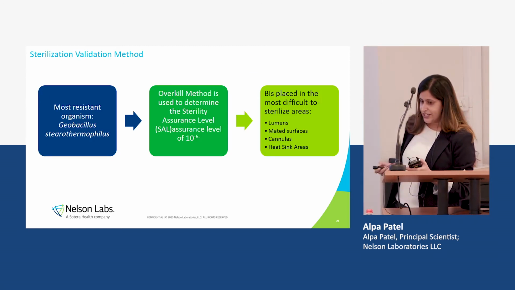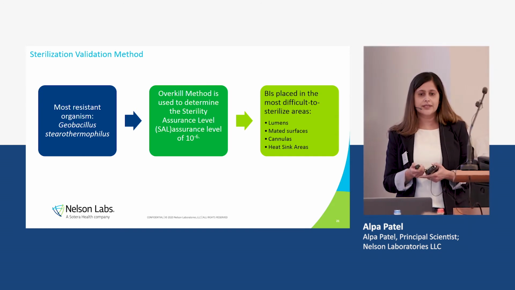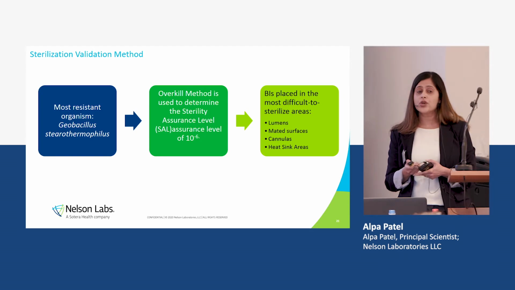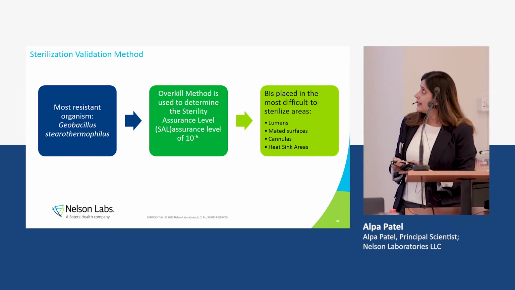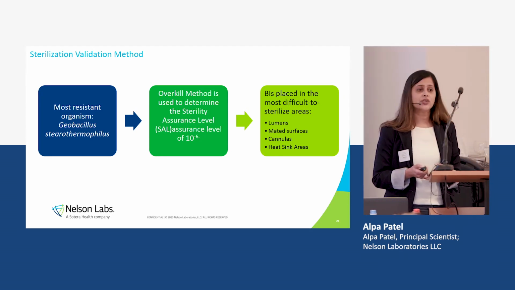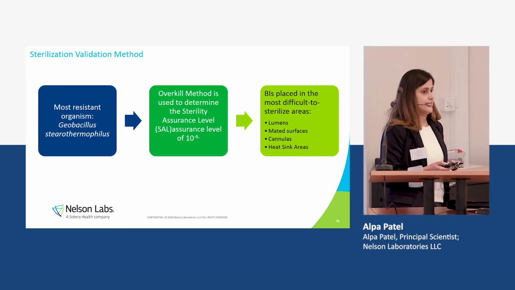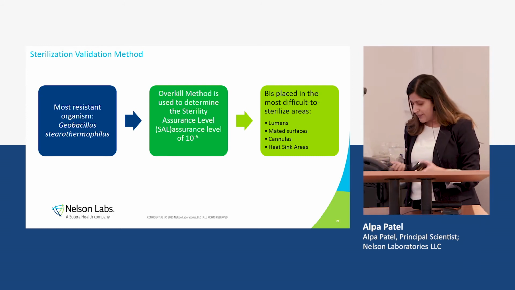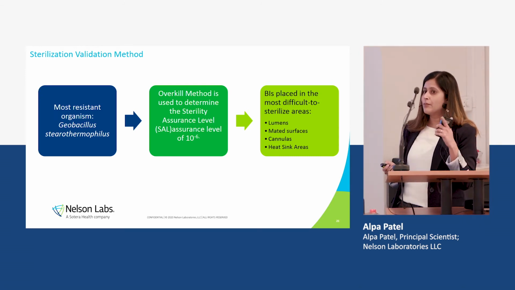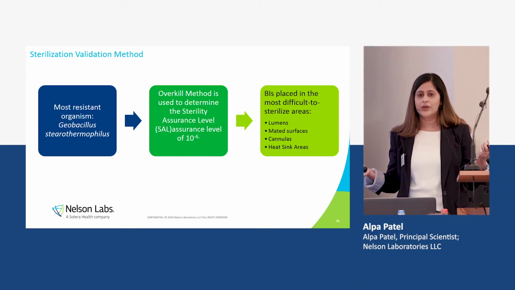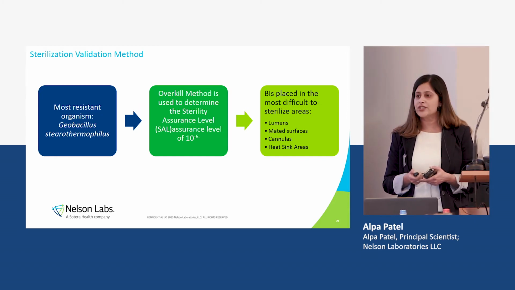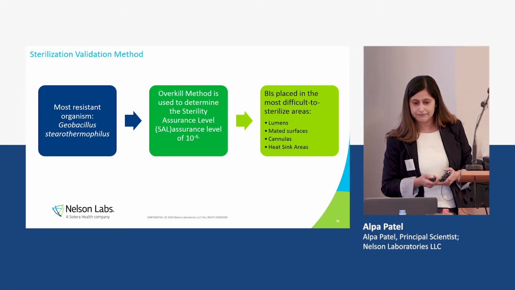For the steam sterilization validation, the most resistant organism is Geobacillus stearothermophilus. We do use the overkill method approach. What that means is we're inoculating the device with 10 to the 6. We don't do the bioburden approach for reusable medical devices because bioburden will be different per person, and we can't estimate that. So we do take precaution and do the overkill method for that.